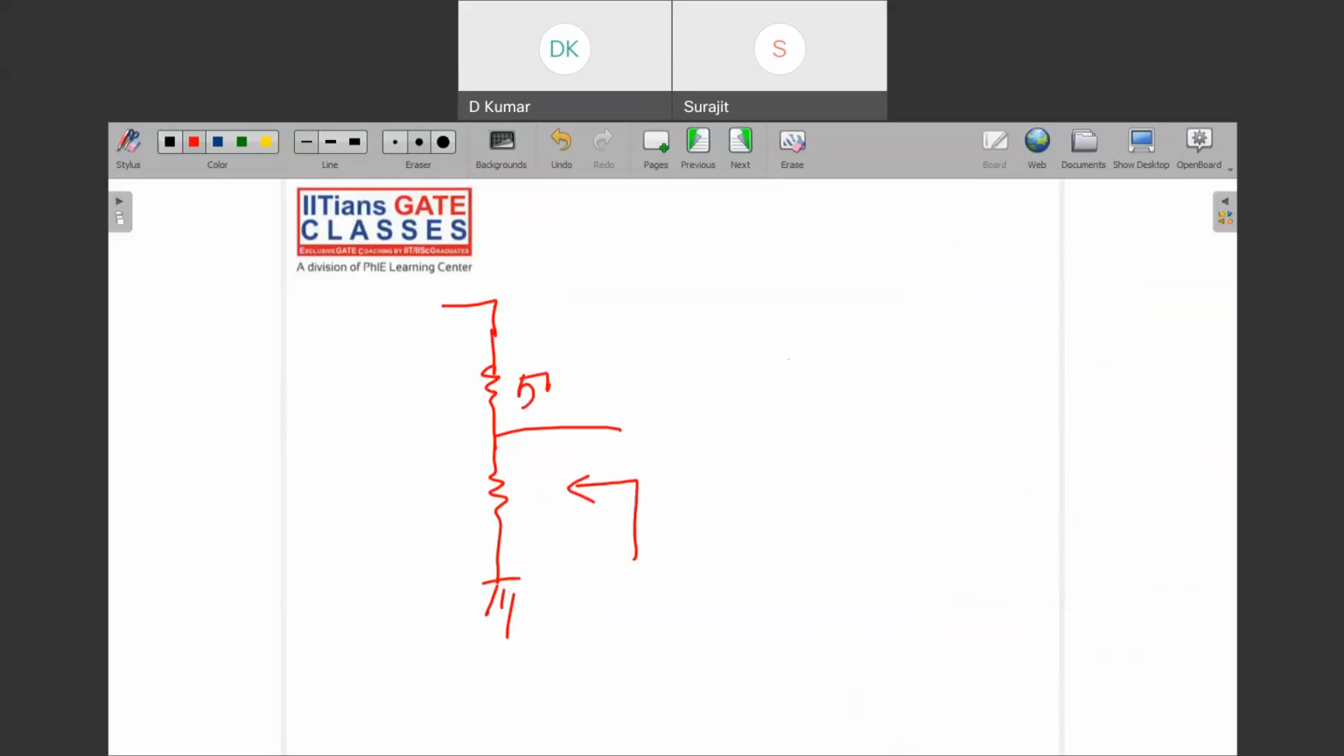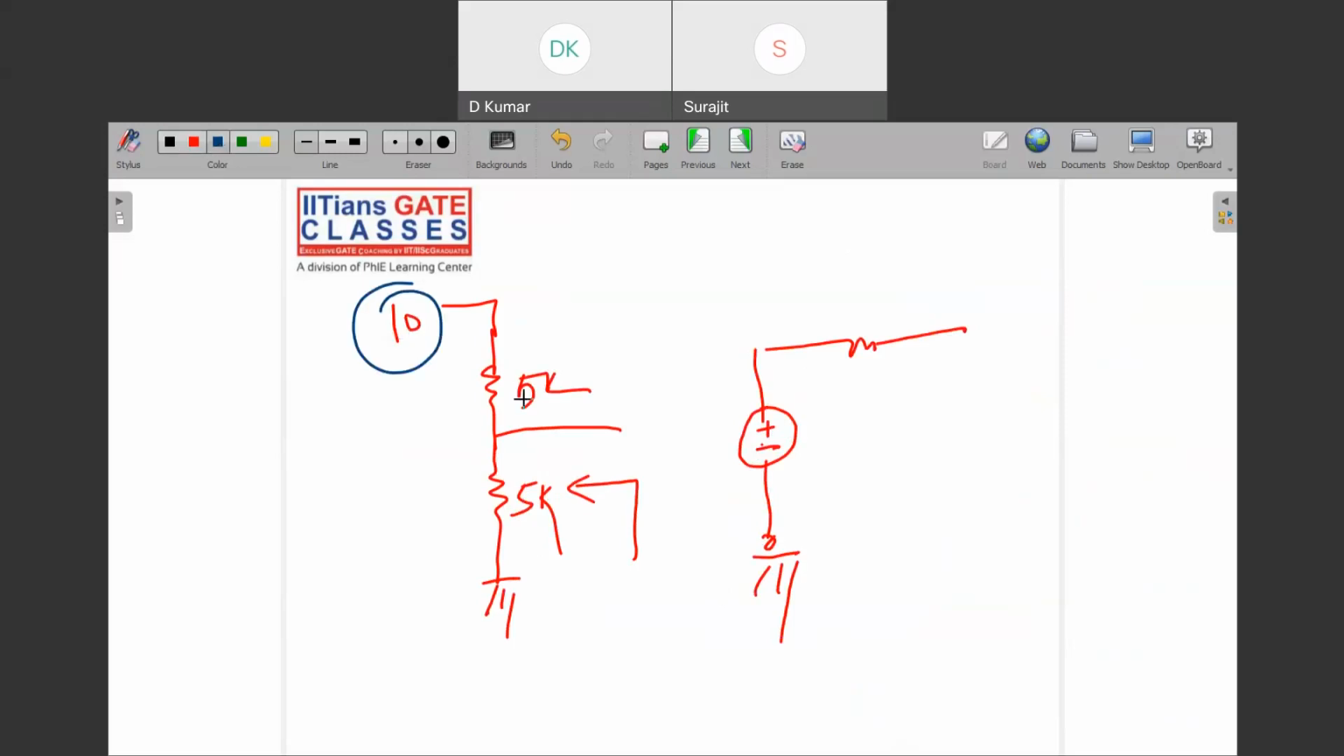This is 5K, this is 5K, and this is 10. So find out the VTH and the RTH. What is VTH? VTH will be a divider, so the 10 volt divided gives 5 volt. And what is RTH? RTH will be 2.5K. Now connect the diode back. Very easy.